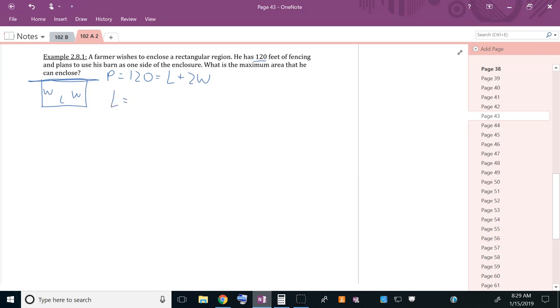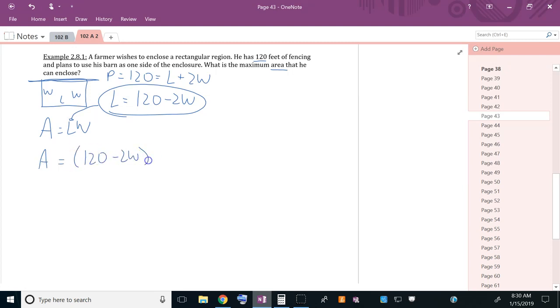Let's solve that for one of the variables. I'm going to do L just because L is a little bit easier. And then what is it that I actually want? I want area. So area, that is still going to be length times width. So let's take this expression and plug it in here for L, to get A equals 120 minus 2W. Again, I write that instead of L. And then I have the other W as well.